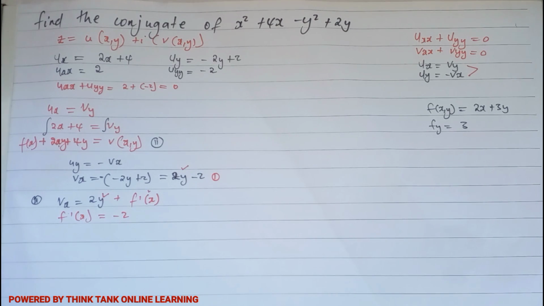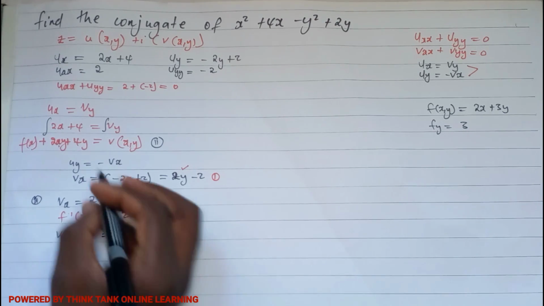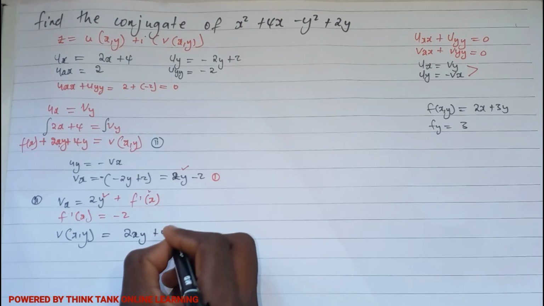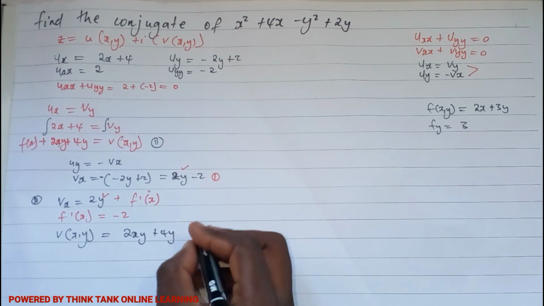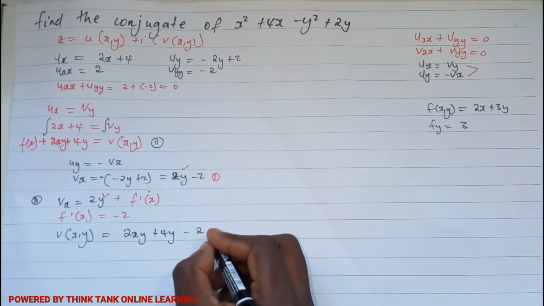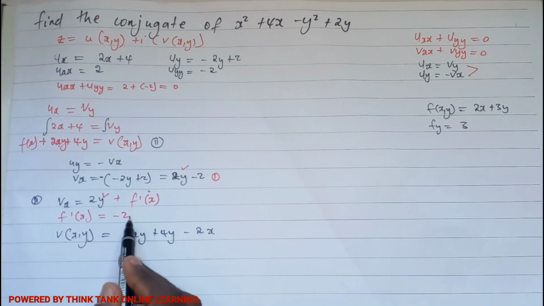So what is going to be our complex? Now we can write v of xy is equal to 2xy plus 4y, and for the constant, what is going to be the constant? We're going to get negative 2x. Since this is f prime of x, if you just integrate, we're going to get negative 2x. So this is going to be our harmonic conjugate.